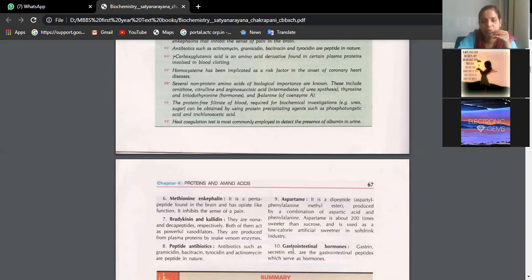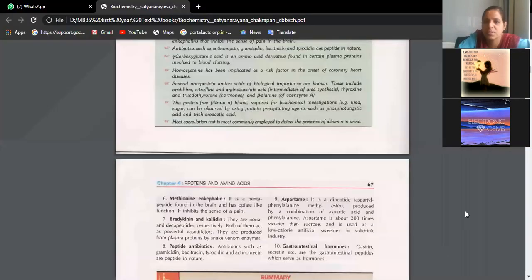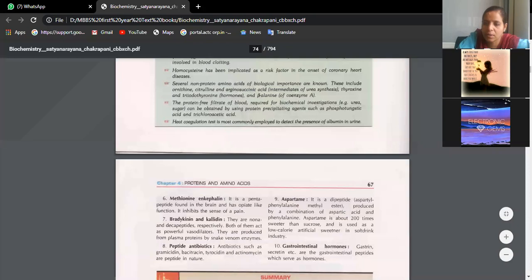Okay, Ritika, is that all right? Yes, ma'am. Then rDNA and its applications. Recombinant DNA technology. Okay, this is quite a lengthy answer, beta, because it has many parts. I will try to make you understand. rDNA, recombinant DNA technology.